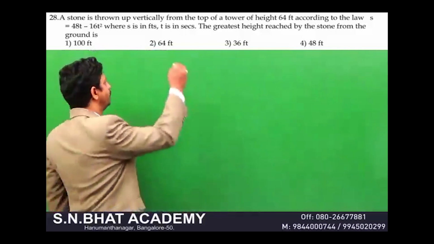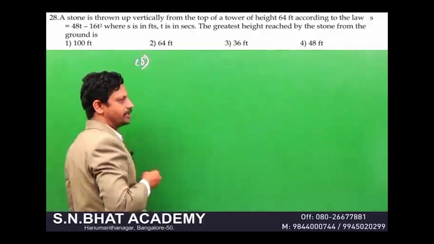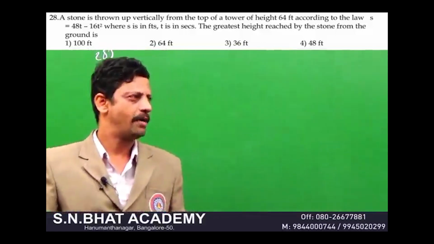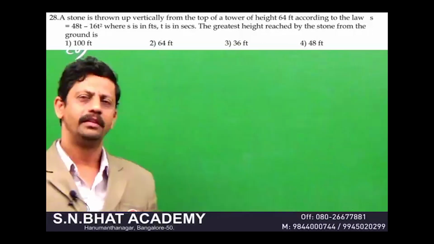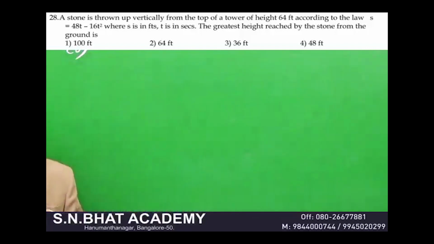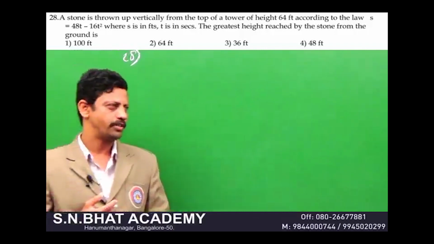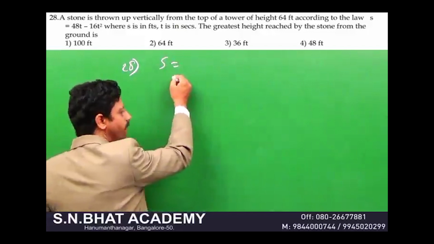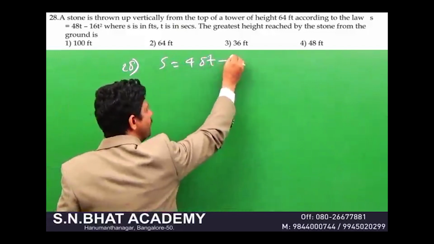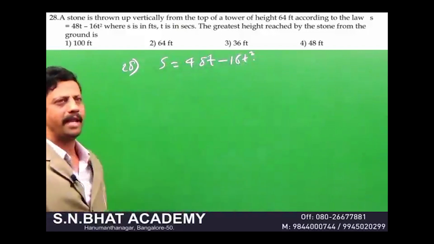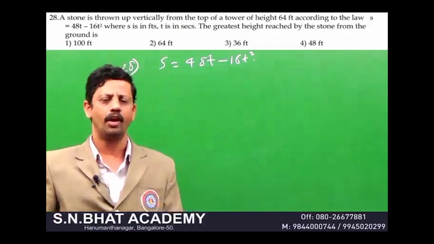So question number 28. In this problem, it is given that a stone is thrown vertically upwards from the top of a tower. The height of the tower is 64 feet. From the top of the tower, a stone is thrown upwards, and the height of the stone is given by the equation s equal to 48t minus 16t square. We have to determine the maximum height of the stone from the ground.